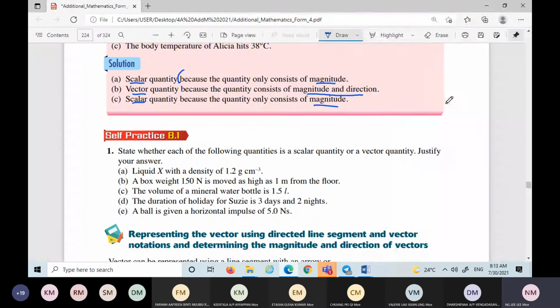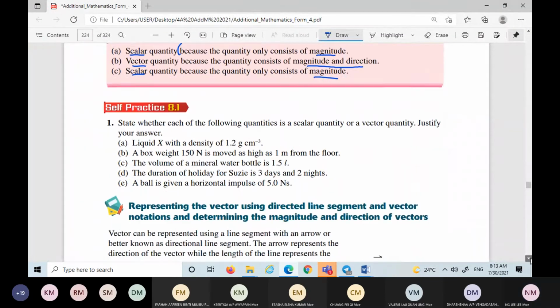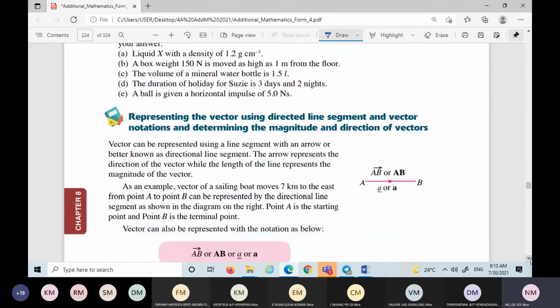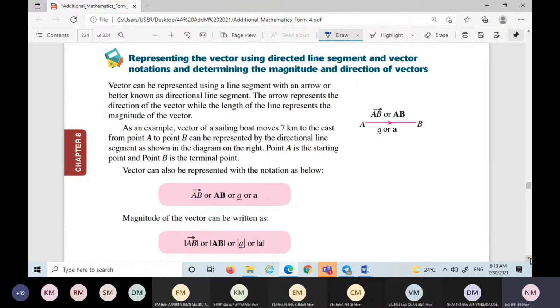So this one you don't have to do as an exercise. Next, represent the vector using a directed line segment and vector notation. After that, you have to determine the magnitude and the direction of the vector. So you see this is the line segment. The arrow represents the direction. Then the length of the line represents the magnitude.